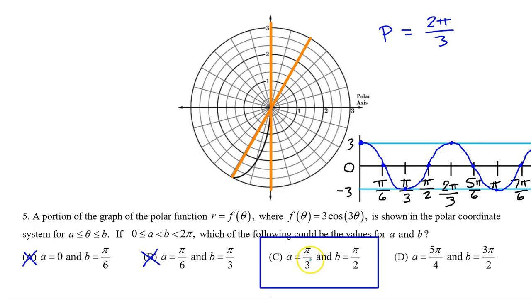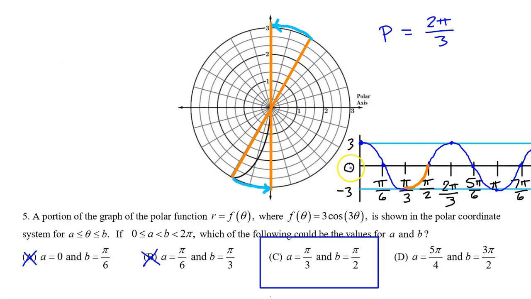Option C represents the interval from pi over 3 to pi over 2. That's from here to here on the polar graph. Or on the rectangular graph, that would be from here to here. Notice that the r values are negative, so we would expect to see a portion of the graph in the opposite direction between here and here. We do. So far, so good.